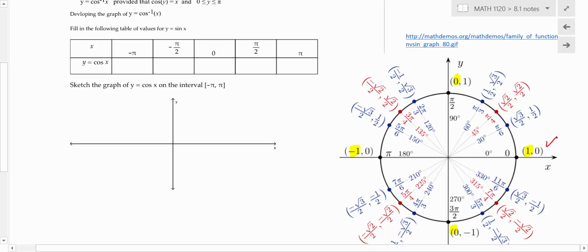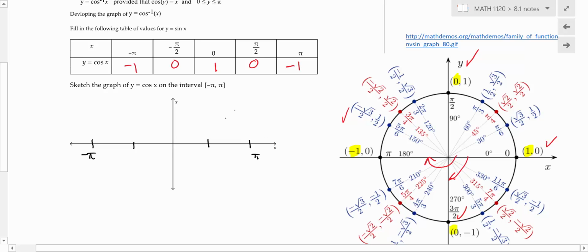So the cosine of 0 radians is 1. Cosine of pi over 2 is 0. Cosine of pi is negative 1. If you go clockwise, the cosine of negative pi over 2 is 0. And then the cosine of negative pi is negative 1. Okay, so you already know that, right? So let's go ahead and graph that cosine because we need to look at how the inverse is going to work on this.